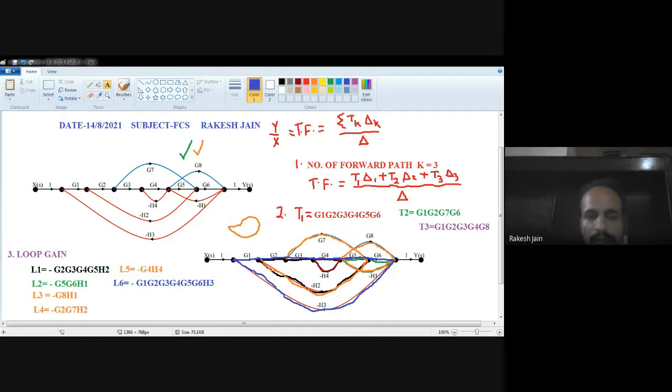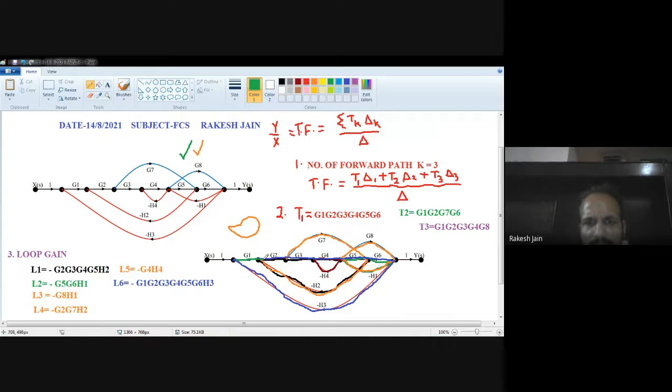Now is any other loop remaining? G4, H4 is done. G3, G4, G5, not. G1, G2, then G7, then G6, then S3. Yes, so this one is another loop. See very carefully, with this green color I am showing you right now, this loop.